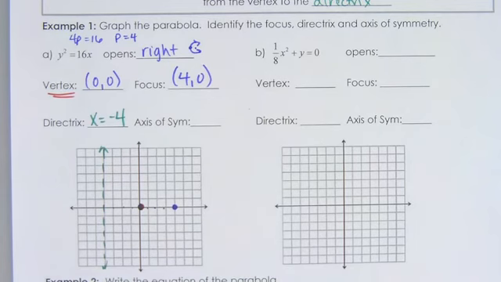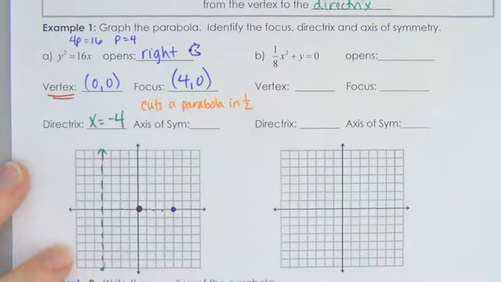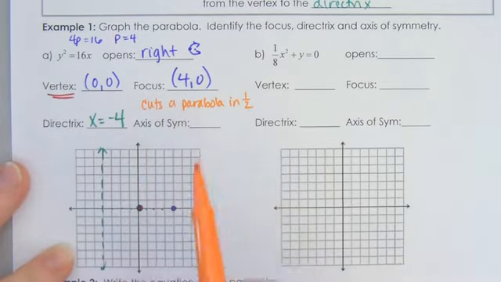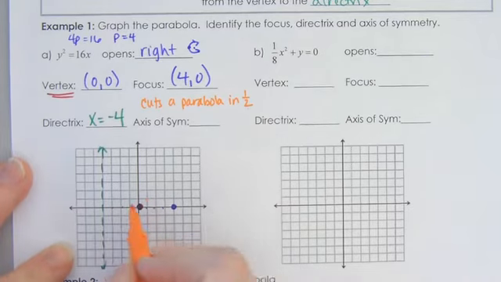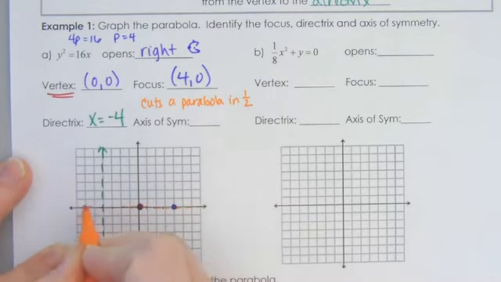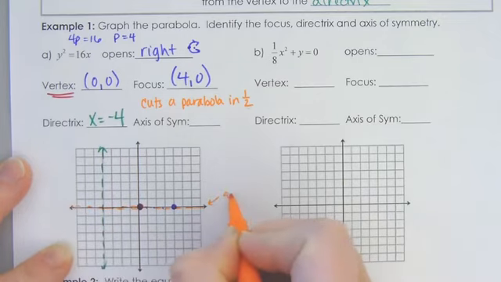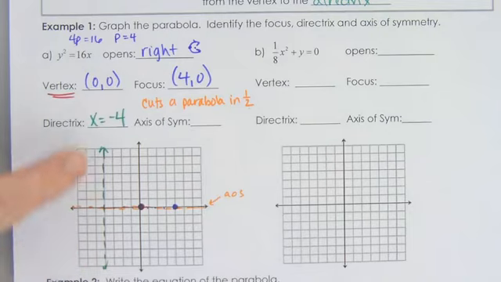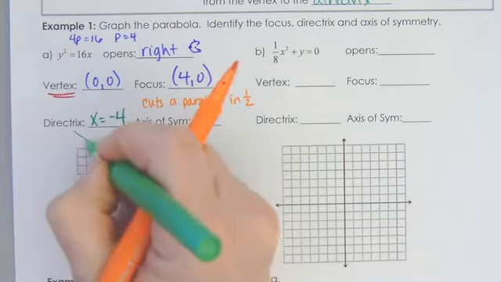Axis of symmetry, this is also something we've done back in the past. This is what cuts a parabola in half. So there, an axis of symmetry cuts a parabola in half, which means it's going to have to go through the vertex right here. It's kind of my orange line. So this right here is my axis of symmetry, where that green line was my directrix. That was that one right here.